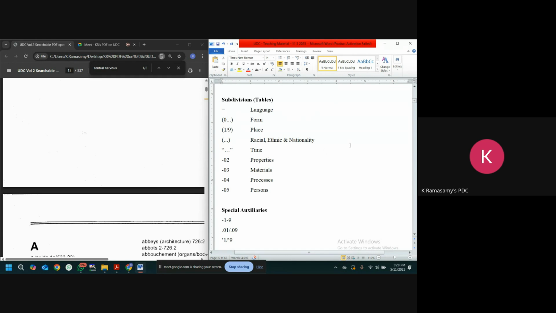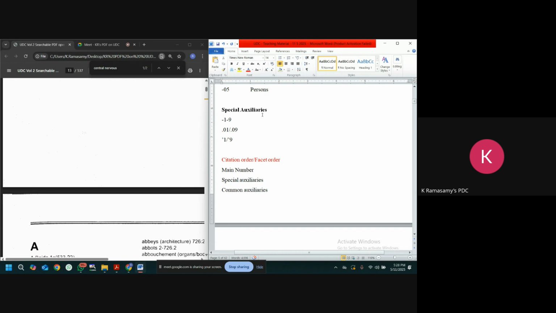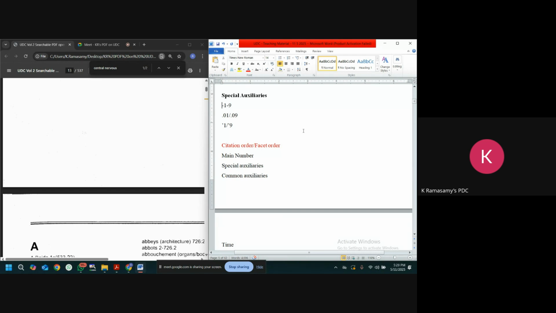That is about common auxiliaries. Now special auxiliaries: there are three. One is the hyphen series, hyphen 1 to hyphen 9. Then the point-nought series, point-nought 1 to point-nought 9. Then the apostrophe series, the single inverted comma, apostrophe 1 to apostrophe 9. These three are called special auxiliaries. So two different kinds of auxiliaries, and both are available in volume 1, called systematic tables.